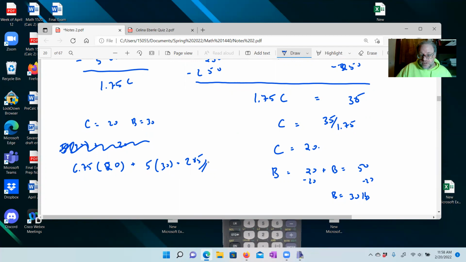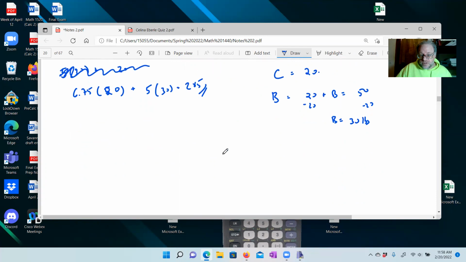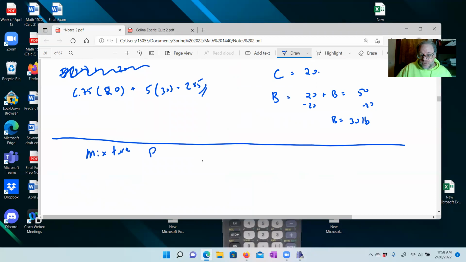Okay, so let's see here. Let me find another one. One of my favorite ones here. All right, if you're in my class, pay attention to these. I like these mixture problems. This was kind of a mixture problem too, but okay, here we go with this one.